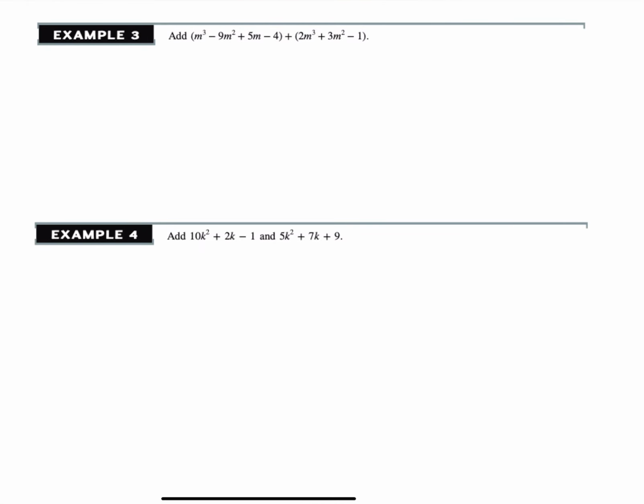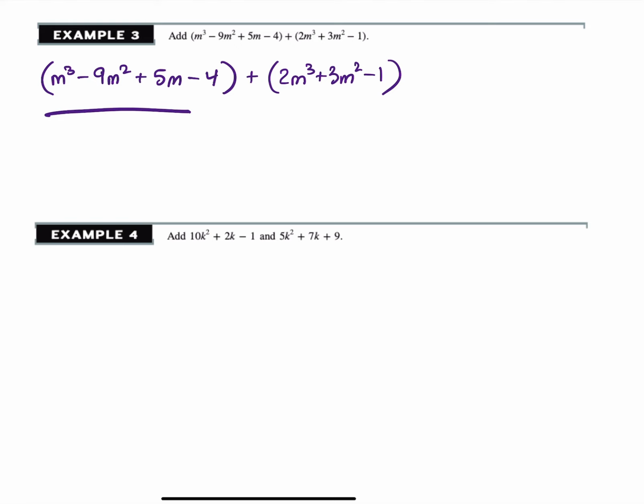So our first one we have m cubed minus 9m squared plus 5m minus 4. So that's one whole polynomial. I have it in parentheses. Plus 2m cubed plus 3m squared minus 1. So one whole polynomial plus another polynomial.